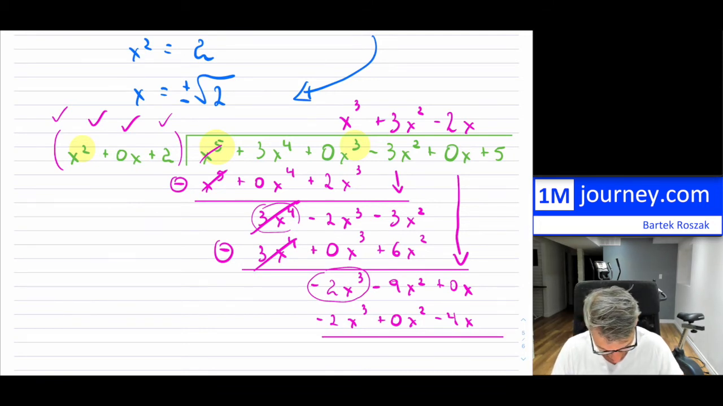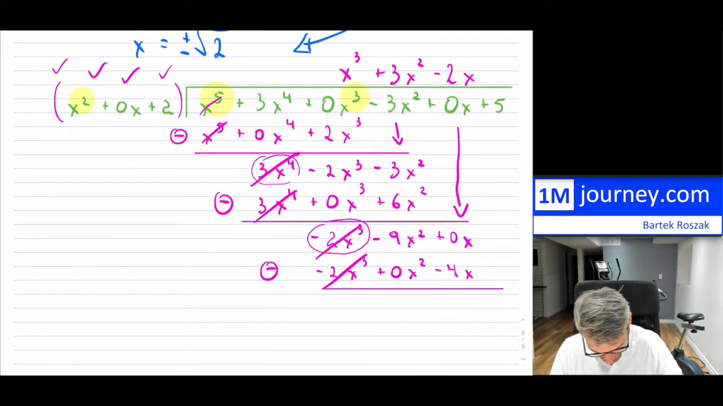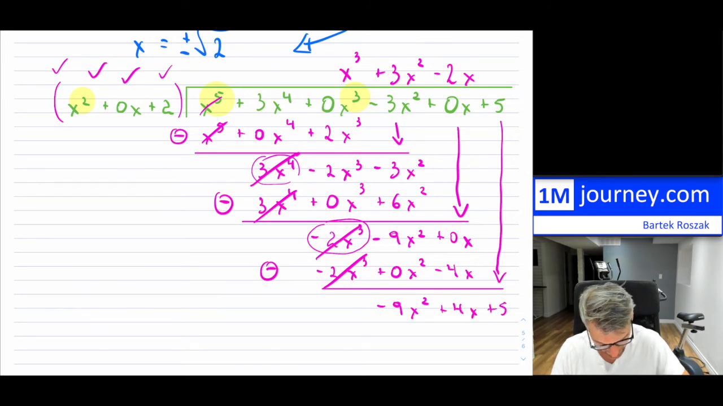And so this is the last step now. So this is gone, so subtract minus 9x squared. And there's going to be plus 4x. And then bring down this 5. So that's going to be minus 9.